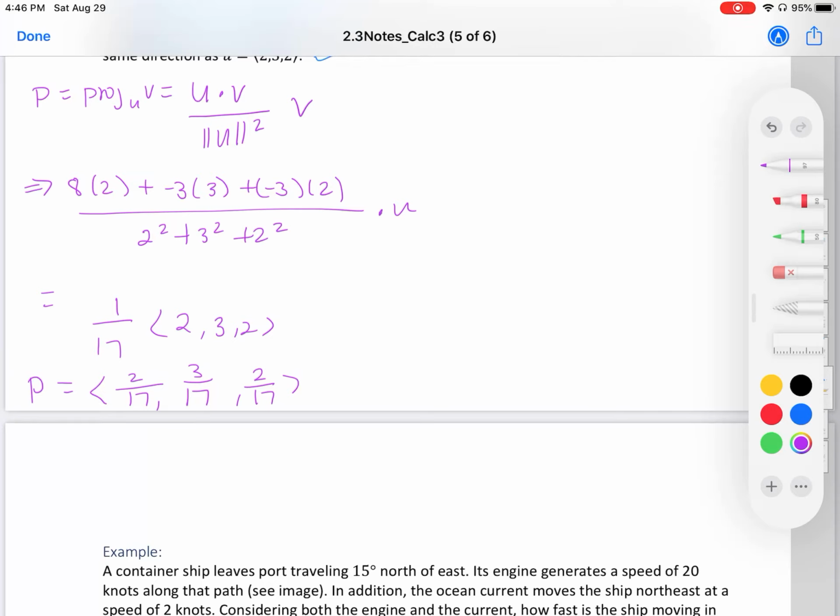Okay, now we want to work with vector P to find the difference, to find the other vector, which would be a result from a vector sum.